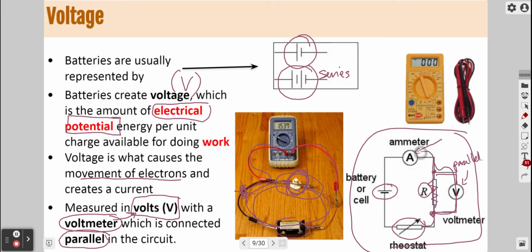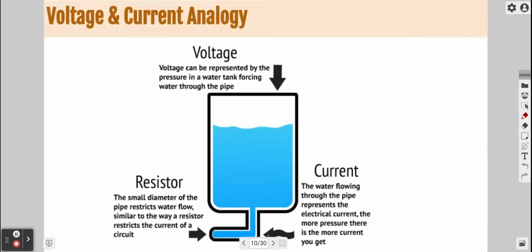The ammeter, however, all the electrons in that current have to go through that ammeter, right? There's no other way around to get to the other end of that battery. Otherwise, you have to go through the ammeter. So that's in series. So the ammeter is in series, a voltmeter is in parallel when you're measuring.